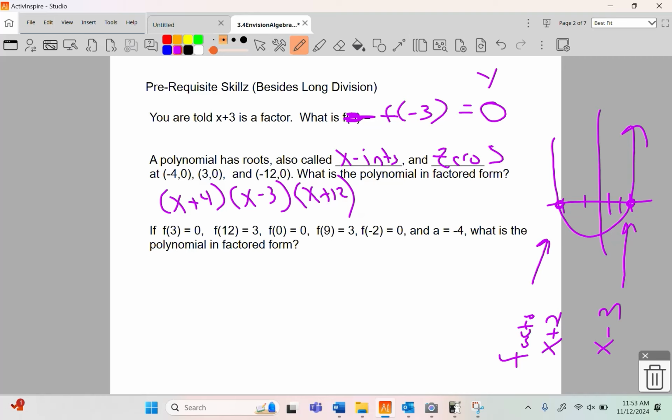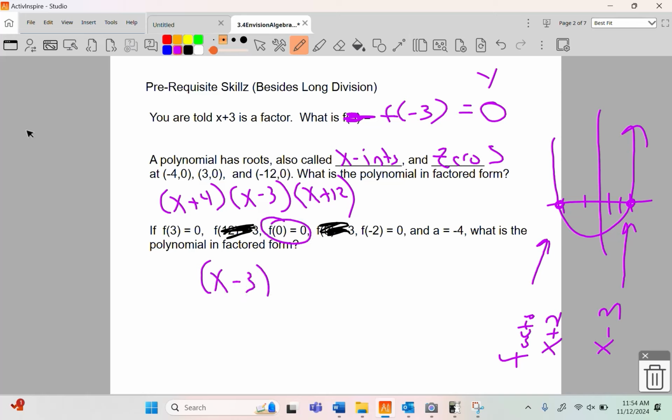All right, something that was on your last basics quiz. More of this f notation stuff. If f of 3 is a 0, f of 12 is a 3, f of 0 is 0, f of 9 is a 3, and f of negative 2 is a 0, and a is negative 4, what is the polynomial in its factored form? Factors care about zeros, don't they? Such things can be thrown out the window. Focus on your zeros. f of 3 is a 0. What's the factor? X minus 3.